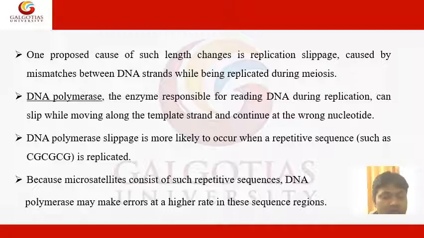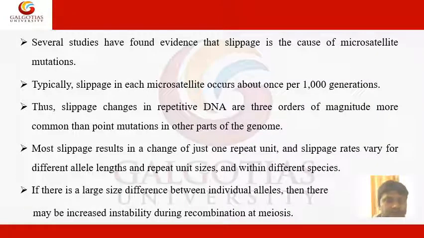Because microsatellites consist of such repeated sequences, the DNA strands may make errors at a higher rate in these sequence regions. Several other studies showed that slippage is the cause of microsatellite mutations, and typically slippage in each microsatellite occurs about once per thousand generations.